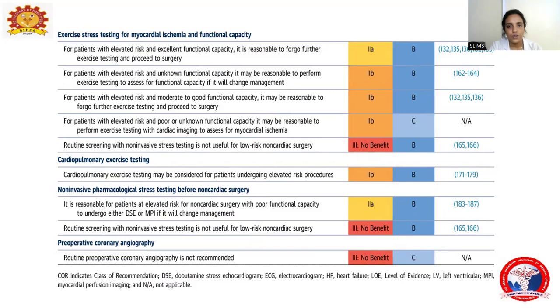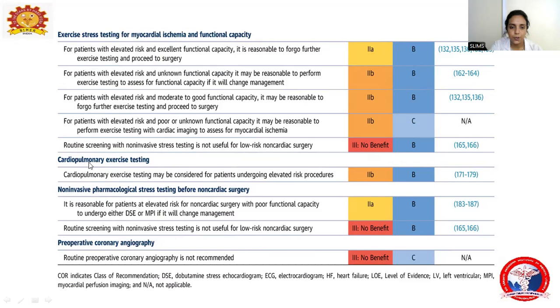Exercise stress testing for MI and functional capacity. For patients with elevated risk and excellent functional capacity, it is reasonable to forego further exercise testing and proceed to the surgery. So, when the METs are higher, it is okay to forego further exercise testing and proceed to surgery. This comes under moderate strength. Okay. Now, routine screening with non-invasive stress testing is not useful for low-risk non-cardiac surgery.